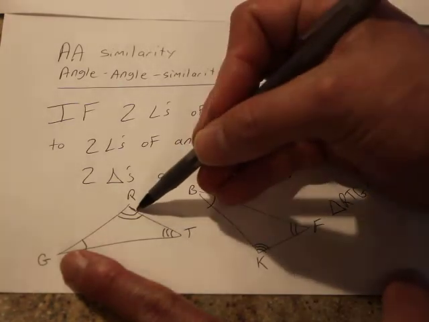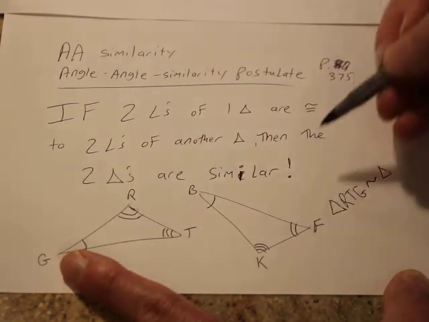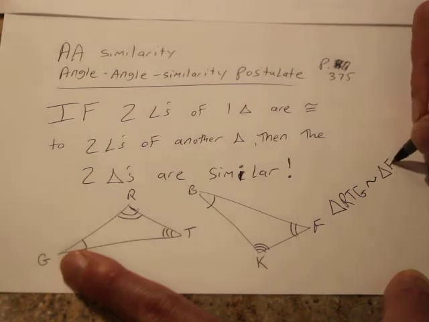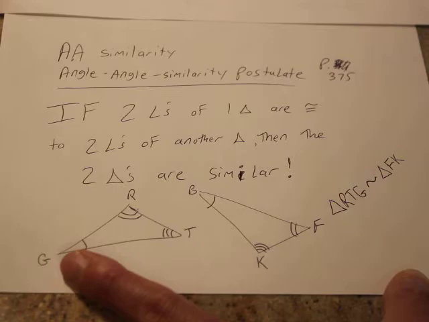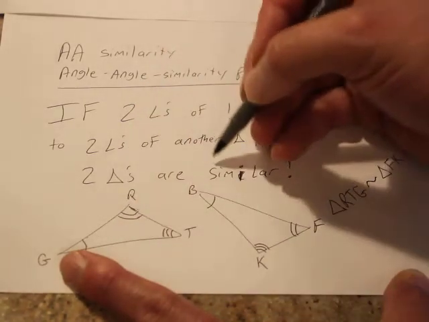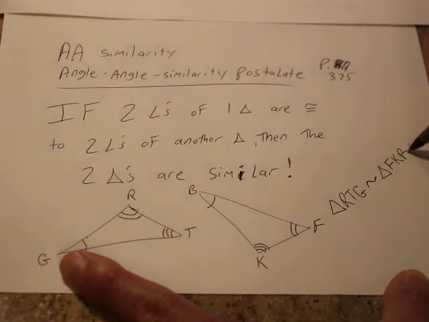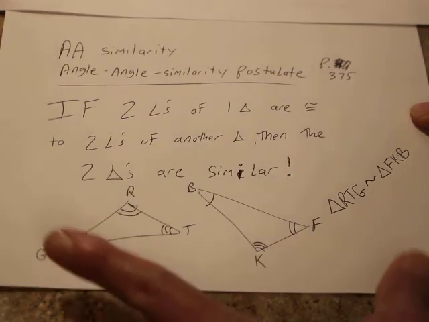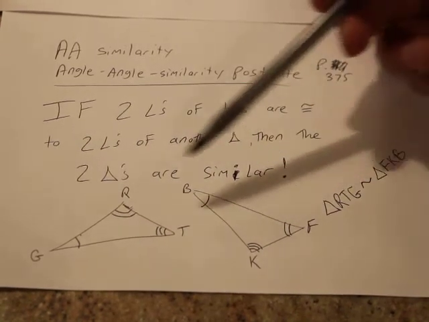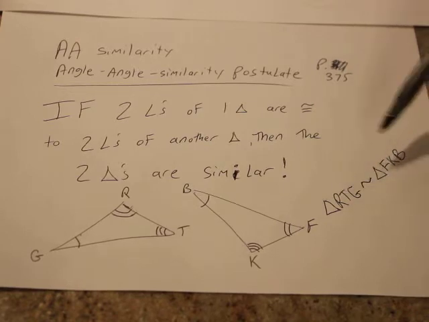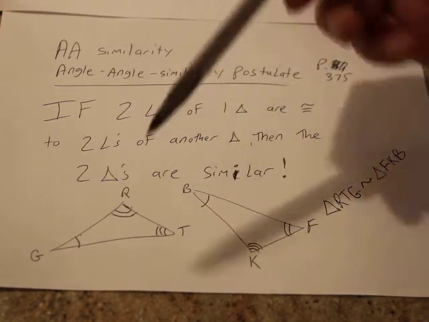Well, let's see. R has 2 marks, so F has 2 marks, so R and F have to be corresponding angles. So if R is in the first spot, F is in the first spot. T is in the second spot, that's got 3 marks. K has to be in the second spot. That has 3 marks. And then obviously that leaves me with B, so let's just double check. G and B both have 1 mark, and there we go. Okay, so we've got RTG is similar to FKB. That means that angle R is congruent to angle F, angle T is congruent to angle K, and angle G is congruent to angle B.